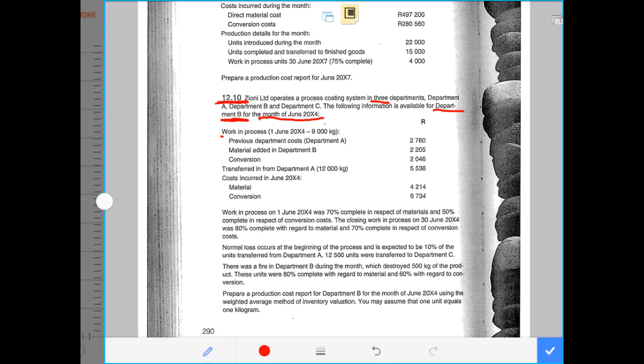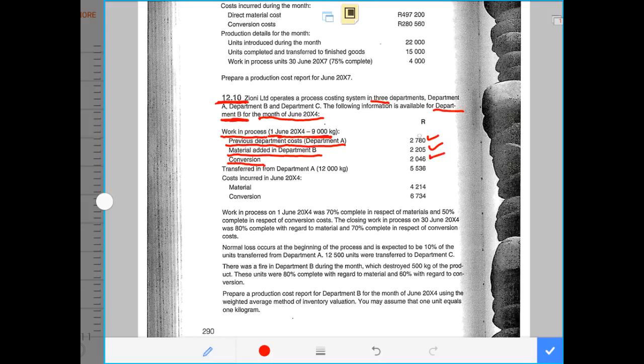We are given the work that is in process on the 1st of January 2004, which is 9,000 kilograms. That is opening work in process, and it is in kgs of material. We have previous department costs in Department A, and these are the costs that were incurred in Department A. And we added the material in Department B, which is 2,205, and we incurred the total conversion cost of 2,046.